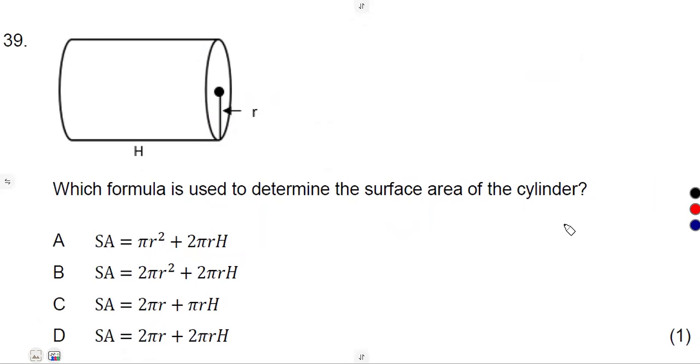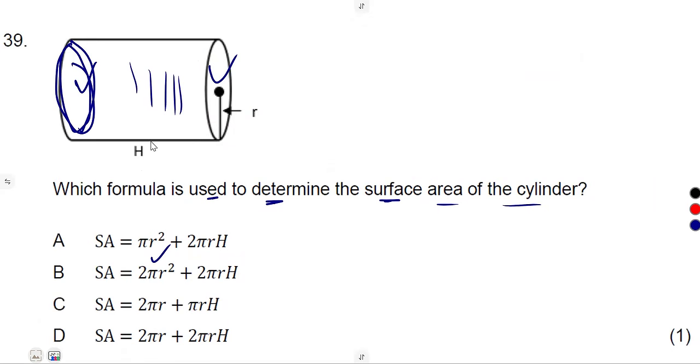On number 39, they gave us a cylinder. Which formula is used to determine the surface area of a cylinder? So remember, a cylinder, there are two circles. There's a circle here. So it's 2 pi r squared for a circle. Then there is the curved part, which is the 2 pi r h. So it's called 2 pi r h. All right. So the best answer there was direct, guys, which is on what? Which is on B. Area of two circles plus the curved part gives us what?